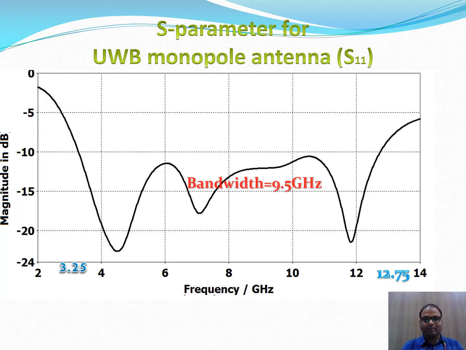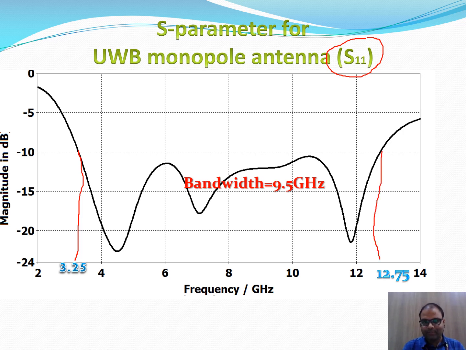After that I am looking at the S parameter, known as S11, because we are assigning port 1 to the ultra wideband antenna. Here you can see the 10 dB level. Here it is 3.25, and here I think it is about 9 point some value, 9.75. So the bandwidth is about 9.5 gigahertz. It is 12 point some value, 12.75.